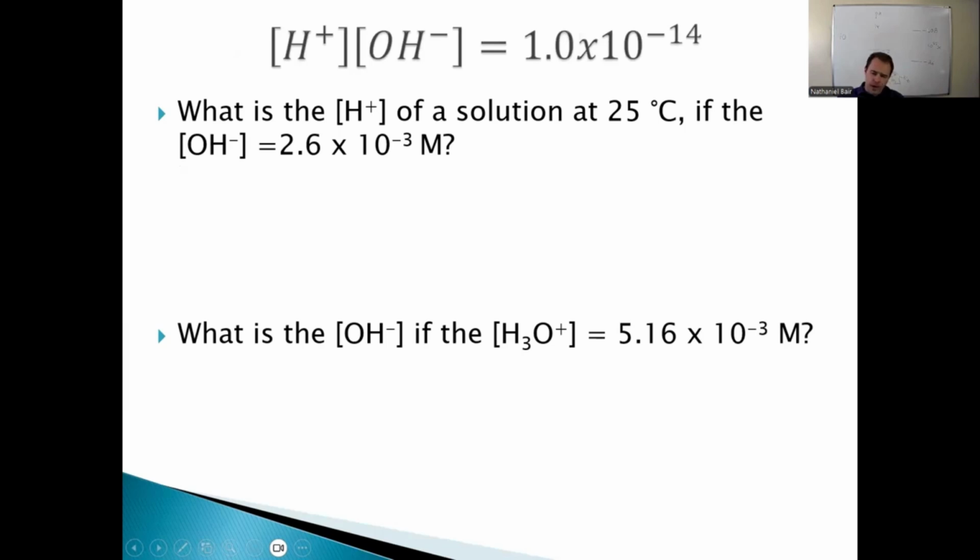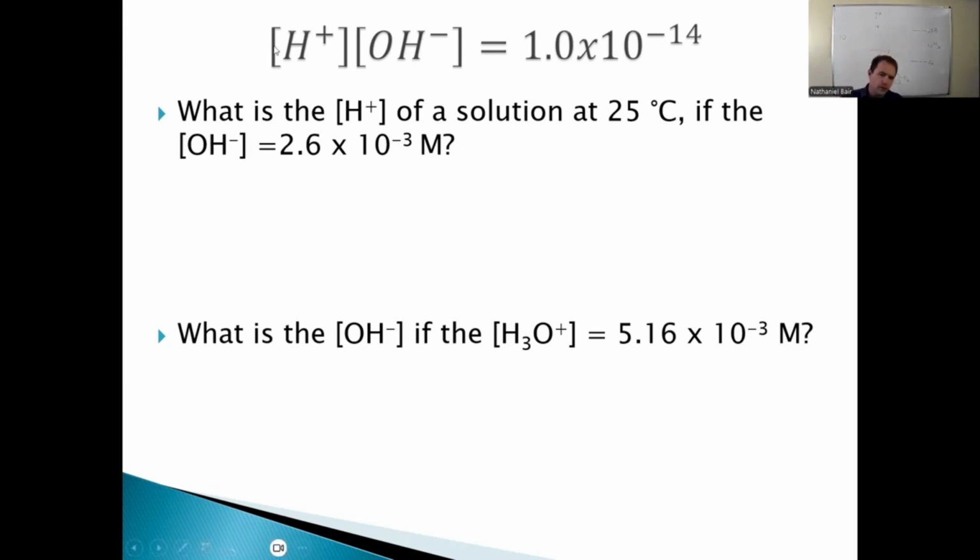So now what I want to practice is being given one thing, like an H plus ion concentration, and turning it into something else, like a hydroxide ion concentration. Eventually, being given any one thing, H plus concentration, OH minus ion concentration, pH or pOH, and turning it into the other three. So for example, this top one: what is the hydronium ion concentration if the hydroxide ion concentration is 2.6 times 10 to the negative third?